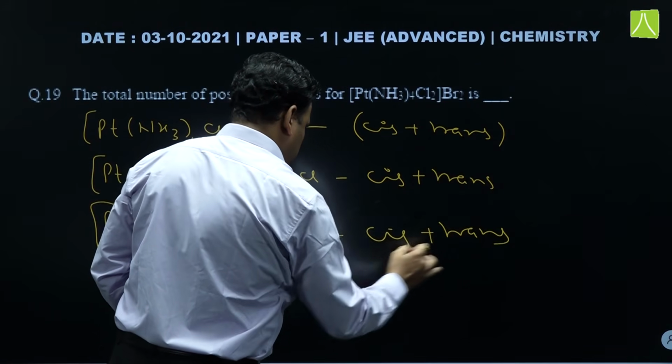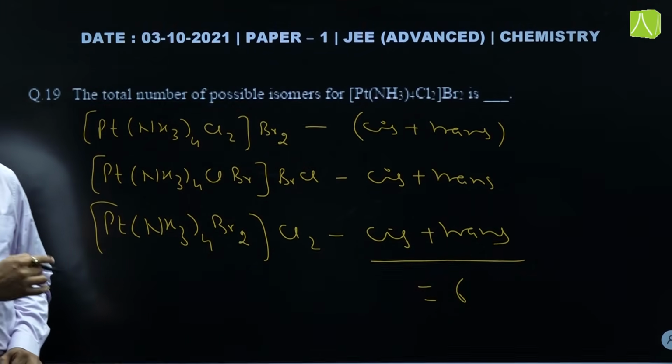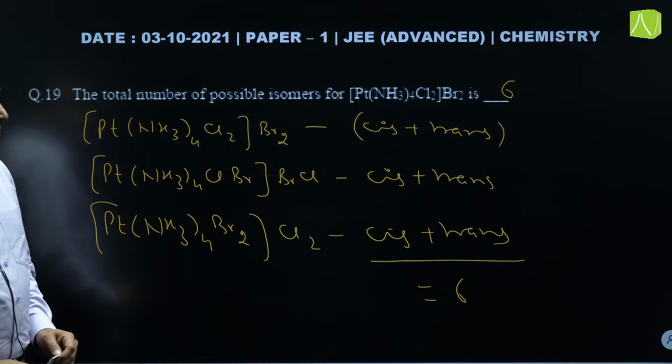So, this way the total number of isomers will be equal to 6. So, 6 is going to be the correct answer for this question, the total number of isomers possible for this formula.